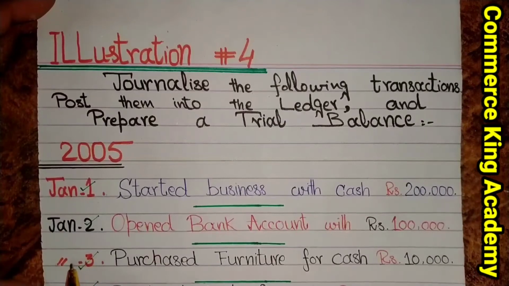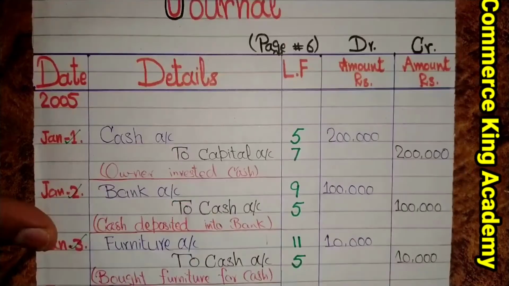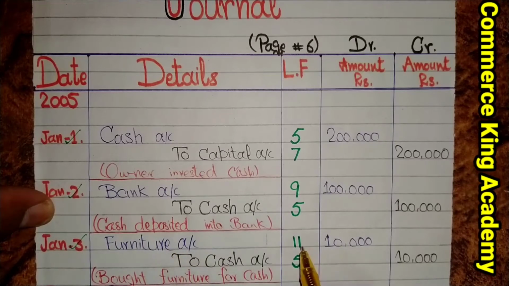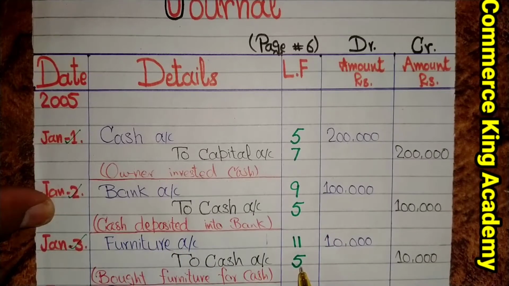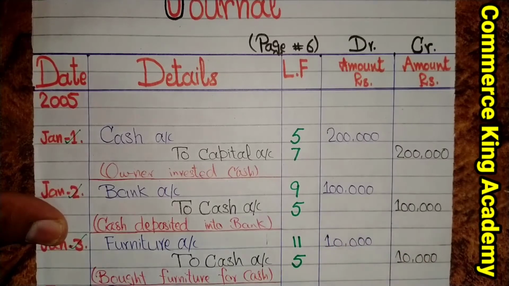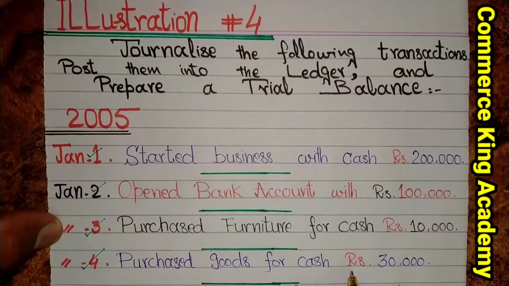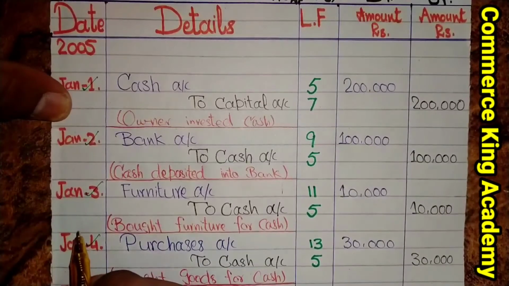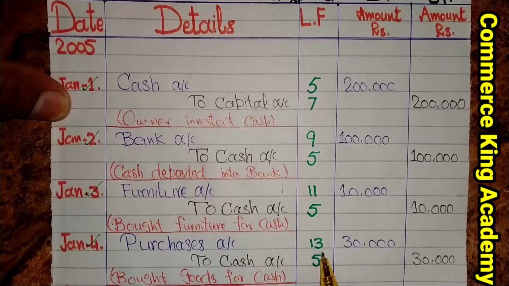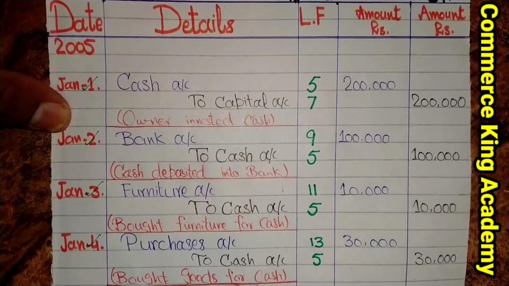The next transaction is Jan 3rd: purchased furniture for cash, amounting to 10,000 rupees. This is the journal entry of this transaction. Jan 3rd, furniture account debit with ledger folio number 11 to cash account credit with ledger folio number 5, same amounts, with details: bought furniture for cash. That's it. The next transaction is Jan 4th: purchased goods for cash, amounting to 30,000 rupees. This is the journal entry: Jan 4th, purchases account debit with ledger folio number 13 and to cash account credit with the same amounts, with details: bought goods for cash.